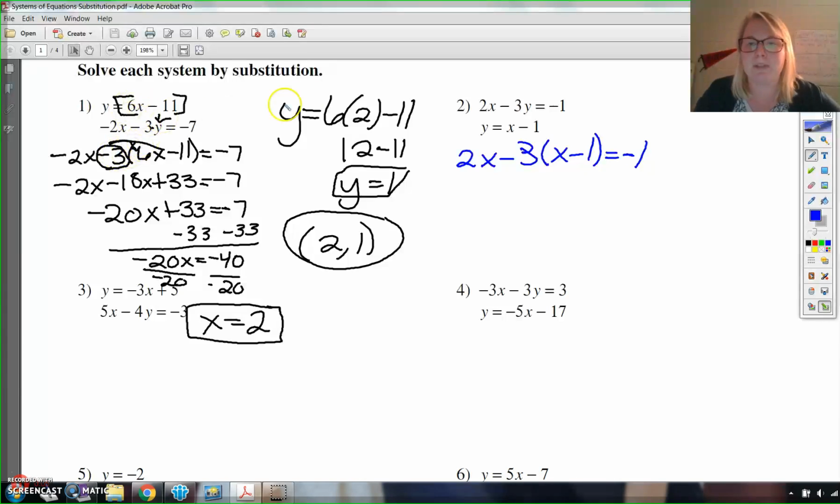So now I need to distribute. So 2x minus 3 times x is negative 3x. Negative 3 times negative 1 is positive 3 equals negative 1.